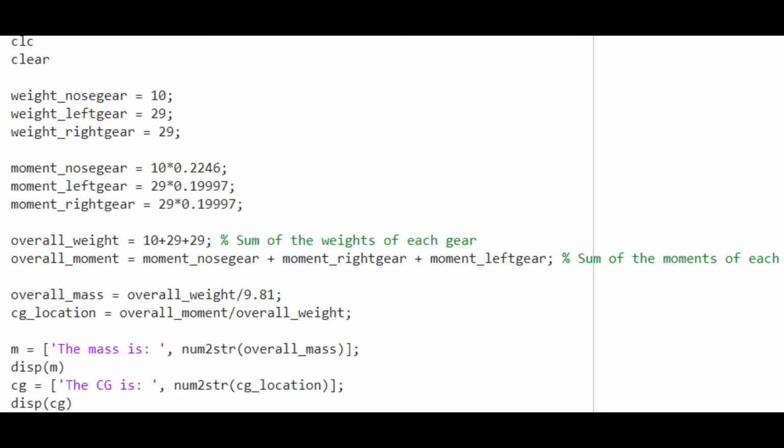This is the MATLAB script created in order to calculate the overall mass and CG location. These are the outputted results of the mass and centre of gravity location. As can be seen, the value is very close, with minimal error, to the actual mass of the albatross.